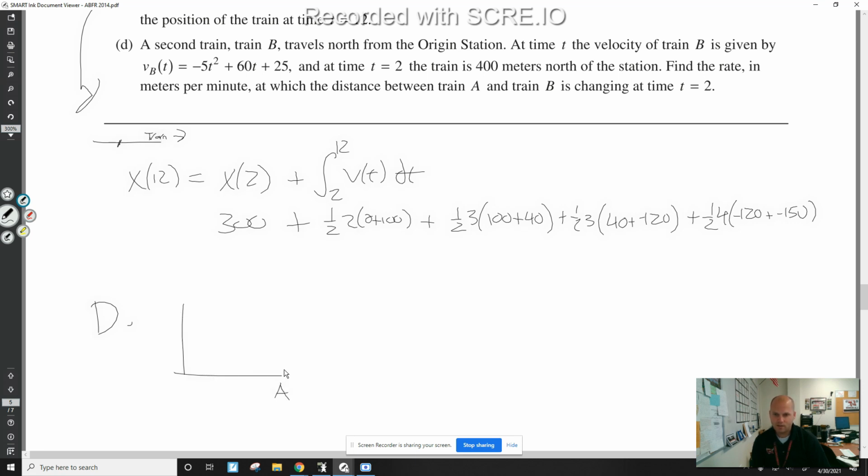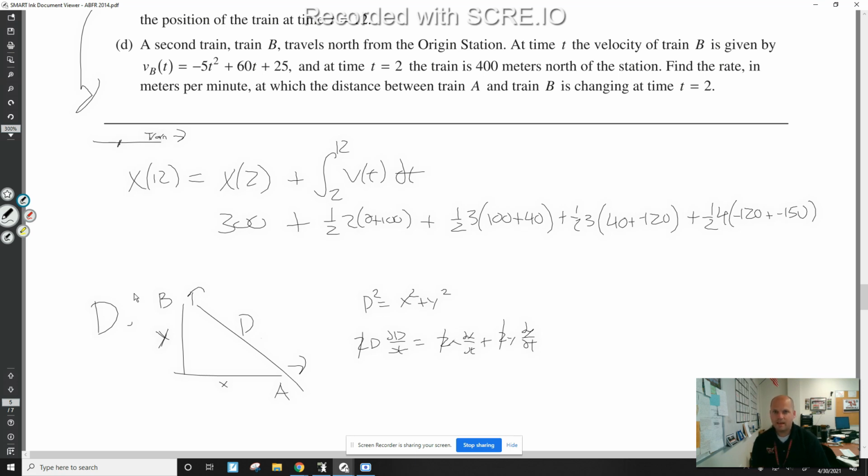Here's train A, moving east. Here's train B, moving north. What's the distance? How's it changing? X, Y, D squared equals X squared plus Y squared. Or you could say it's like A squared plus B squared. That means 2D dD/dt equals 2x dx/dt plus 2y dy/dt. But the 2's cancel.